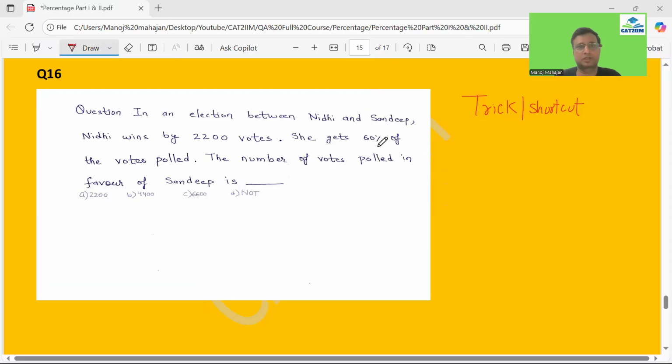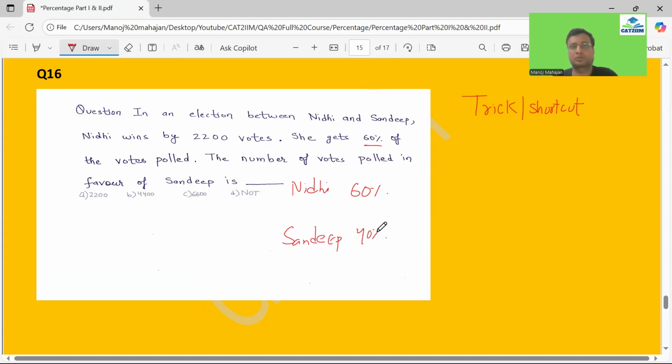Now the trick was: Nidhi got 60% of the votes polled, right? So can I say that Sandeep must have got 100 minus 60? That is 40%. So we can make the equation, but you should remember the trick that if the base is the same for both the percentage figures, we can use this trick out here. So the difference is what? 20%.